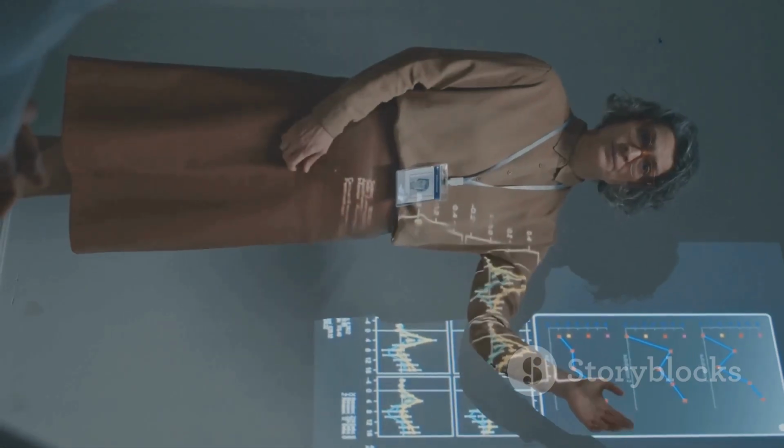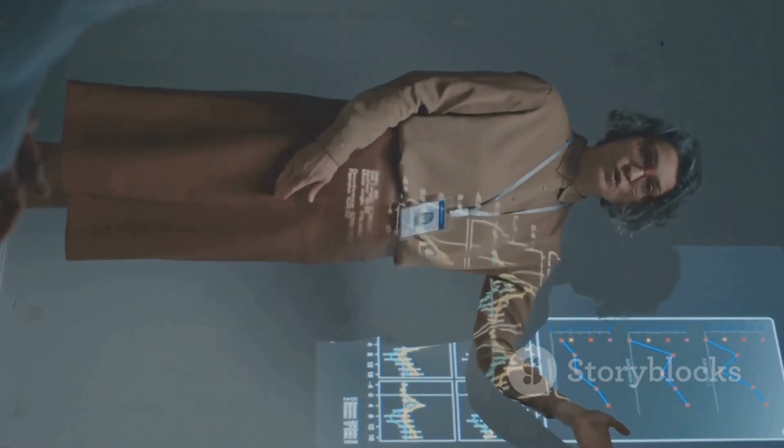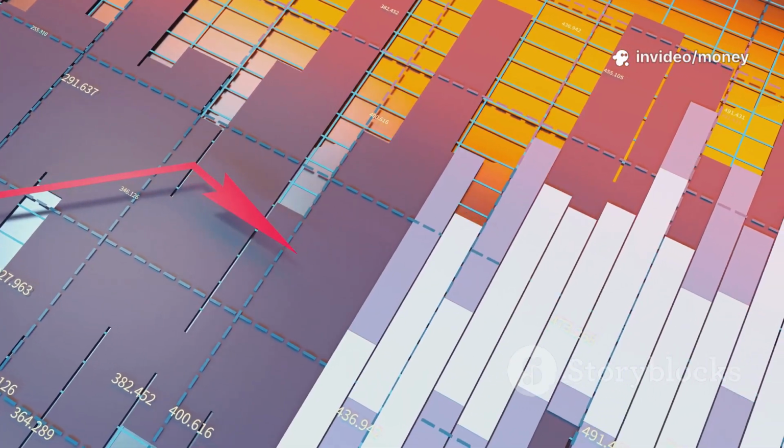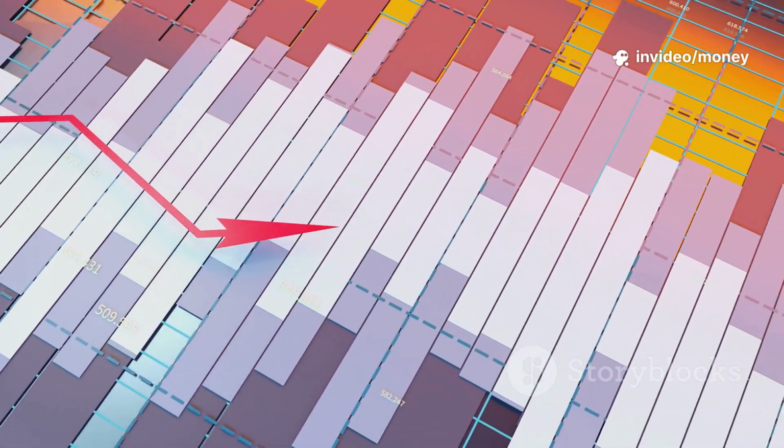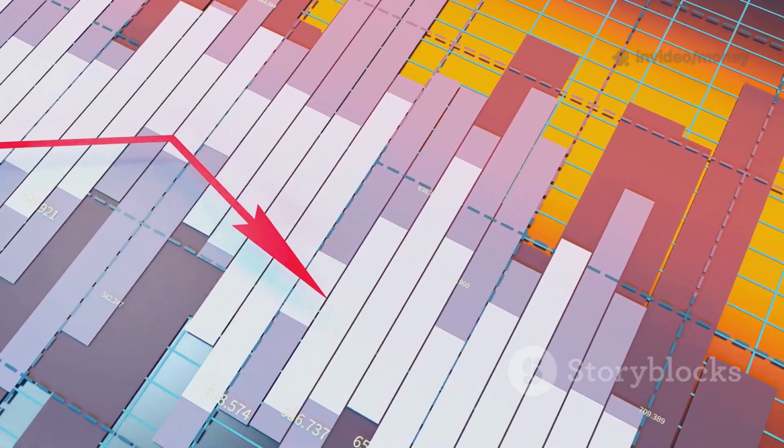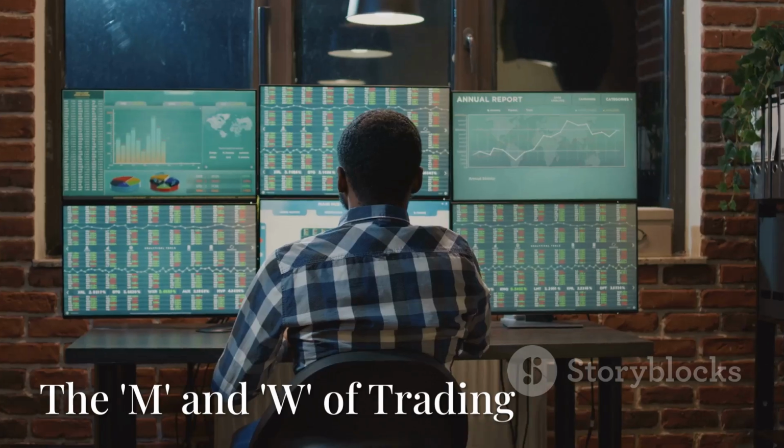You measure the vertical distance from the top of the head down to the neckline. Then you project that same distance downwards from the point where the price broke the neckline for a short trade, or upwards for a long trade. It's a powerful tool for catching major trend reversals.